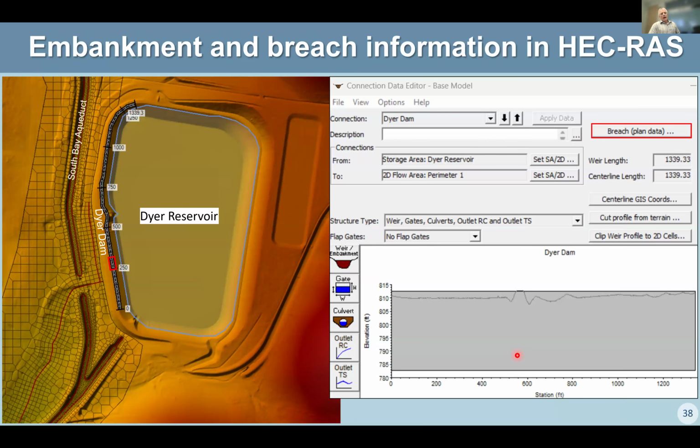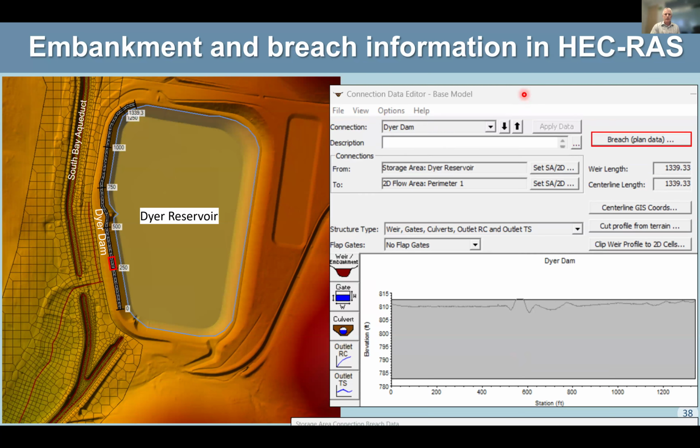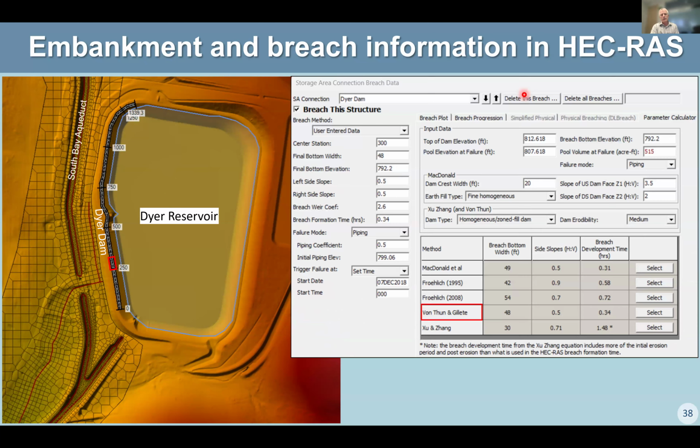So how do you include that into the RAS model? Well, before, we included this hydraulic structure so we could put a culvert in it. This time we have a hydraulic structure connected from the reservoir to the grid, to the mesh. But now we're going to include a breach in this hydraulic structure. And here's the information for that. There's a breach editor. There are multiple ways to do this.